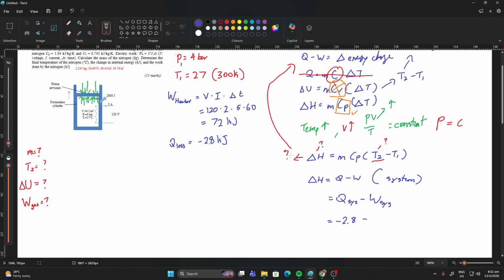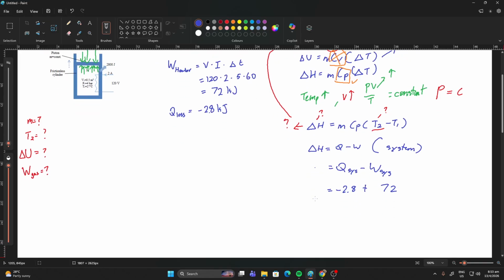Now, minus W system. Alright, so the heater, we know that it is 72 kilojoules. But is it minus? The heater is actually putting in work into the system. So that means the system is gaining work. And there is no work done by the system, but rather onto the system, which means this is actually plus 72. So with this being said, our delta enthalpy is actually 69.2 kilojoules.